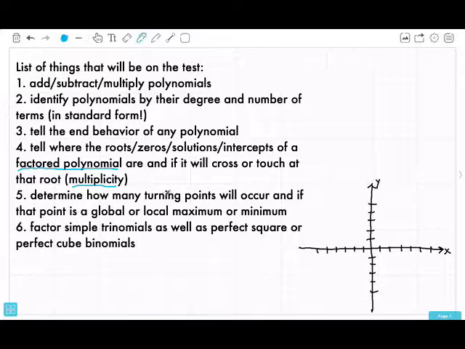Okay. And the last thing we'll do is factor simple trinomials as well as perfect square and perfect cube, difference of squares, and sum of cubes, difference of cubes, binomials, like we did last week. All right, so let's just get started with a simple one like number 4, 5, number 4 and 5. Okay. Oh, and you know what? Number 3 as well. 3, 4, and 5.